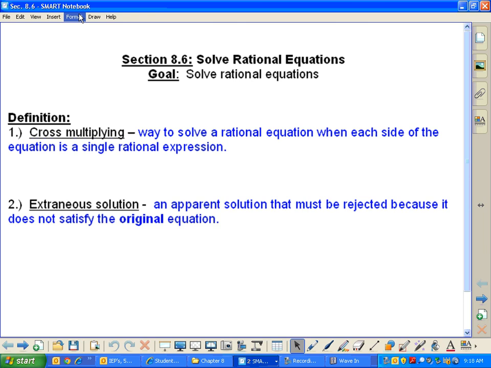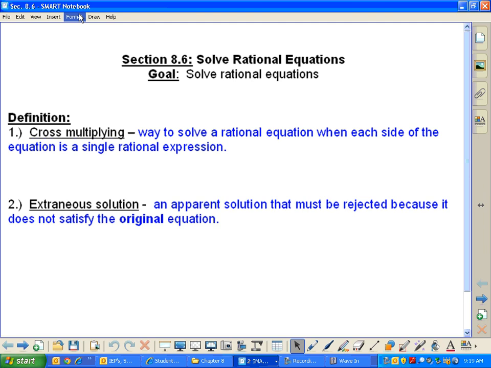You have also seen this term as cross products. You might remember solving with a cross product when you solve proportions. You could use that idea that the product of the means is equal to the product of the extremes. We'll do a little bit of that today. And then number 2, the term extraneous solution. That's just an extra solution, an extra answer. So it's an apparent solution that must be rejected because it does not satisfy the original equation. So those are your words there.